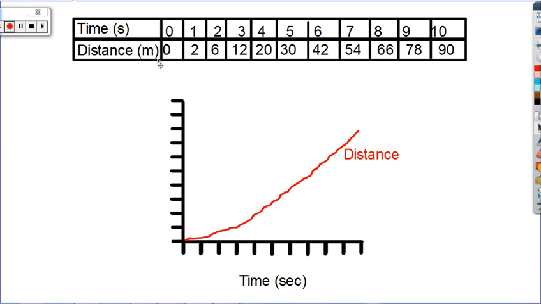All right, next. So how do we actually use this data to make a velocity time graph? Well, first of all, velocity is the change in distance given an amount of time. For example, if you wanted to figure out the average velocity, and they went a total of 90 meters in 10 seconds, that's 90 divided by 10. So the average velocity is 9 meters per second.